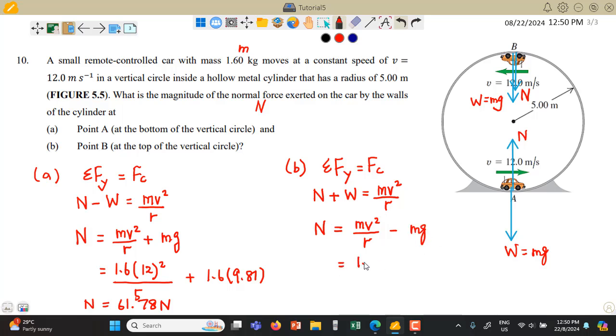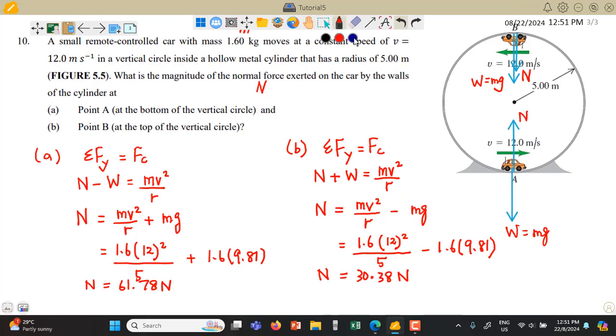Then we put in the values. Mass is 1.6, the linear speed is 12, the radius of the circle is 5, and then the weight mg of the car. Then you may pause the video to do the calculations. If you calculate correctly, you should get the normal force at point B to be 30.38 Newton.